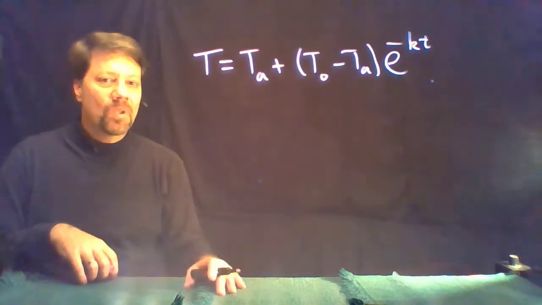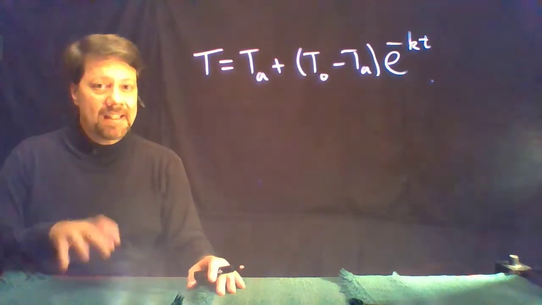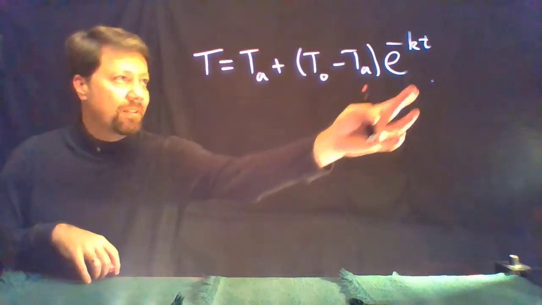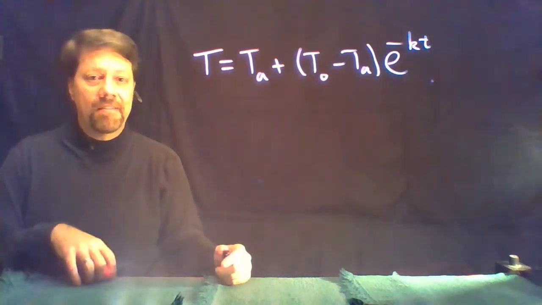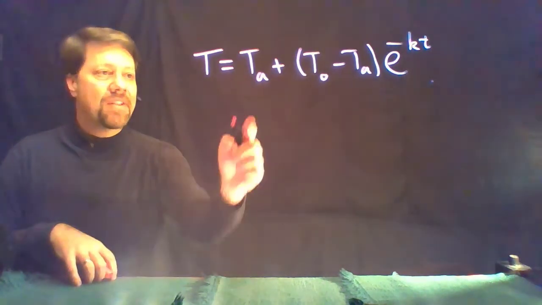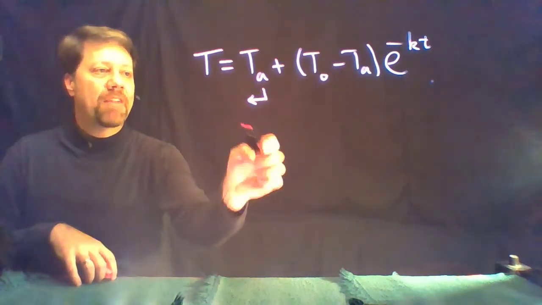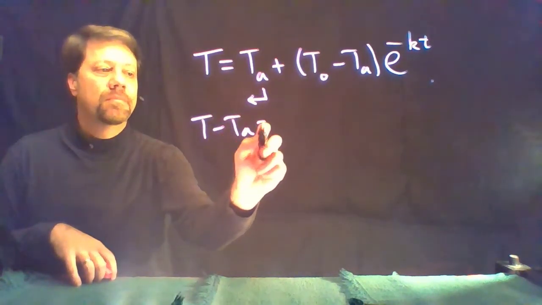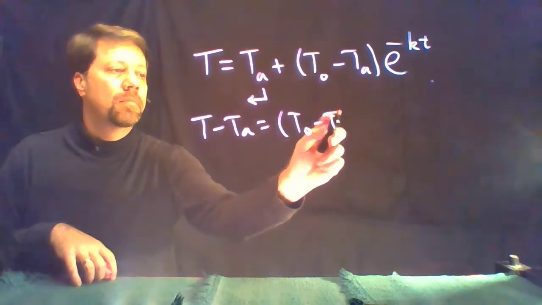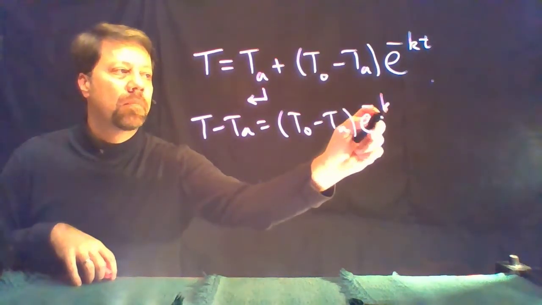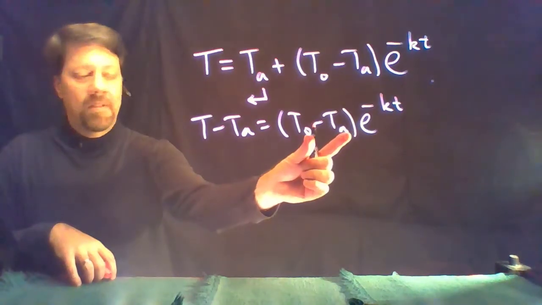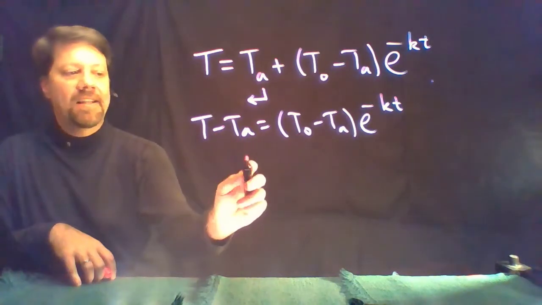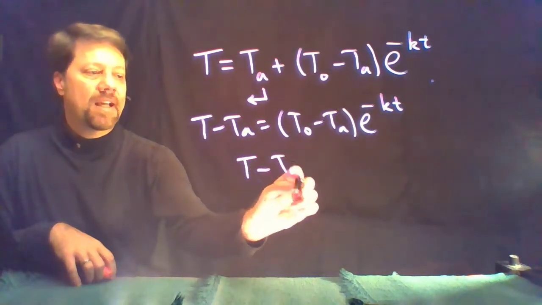Now, we're going to perform an experiment, but to get this experiment off the ground, I want to solve something first. I want to figure out how to find the cooling constant K. And to do that, we're going to solve for K by first moving the ambient temperature over, then T0 minus TA is multiplied, so we need to divide that to the other side.